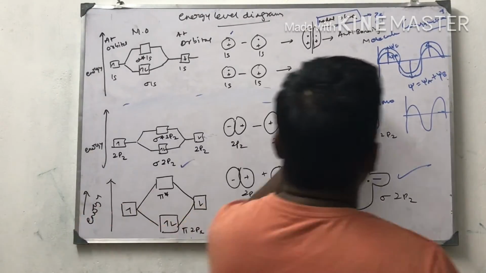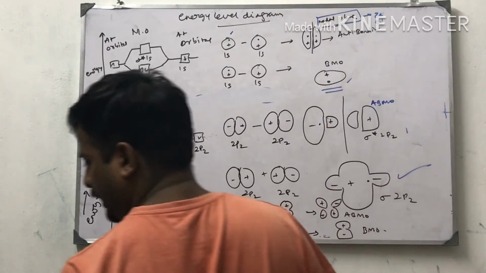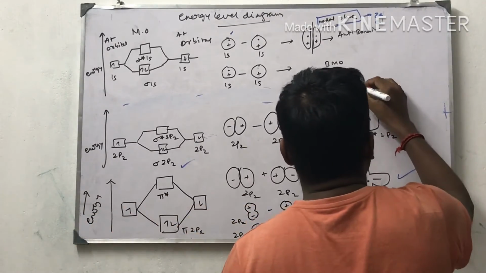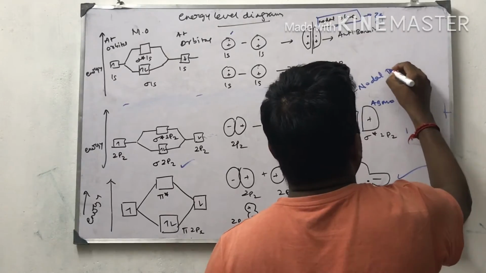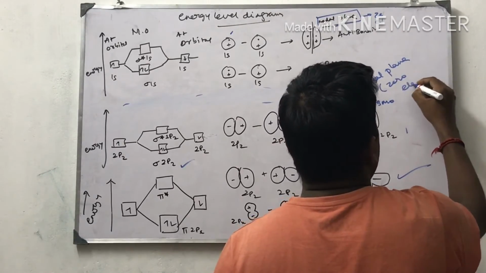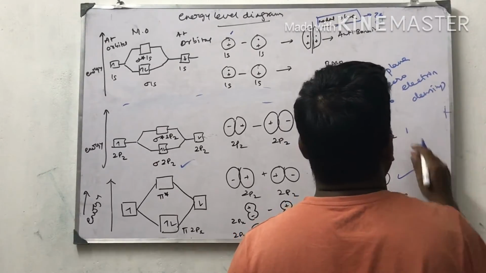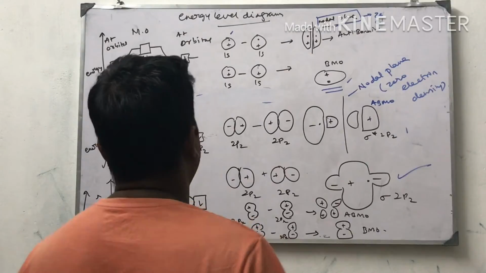I have already explained what destructive interference is. So this plane is called the nodal plane. In the nodal plane, there is zero electron density. No electron is present in the nodal plane. Then one more.